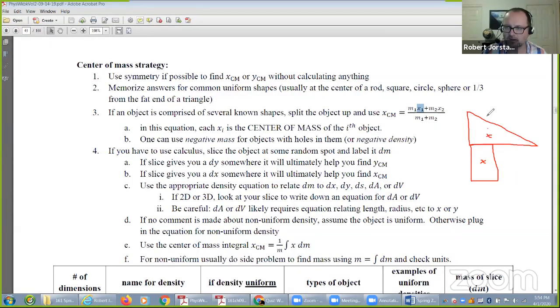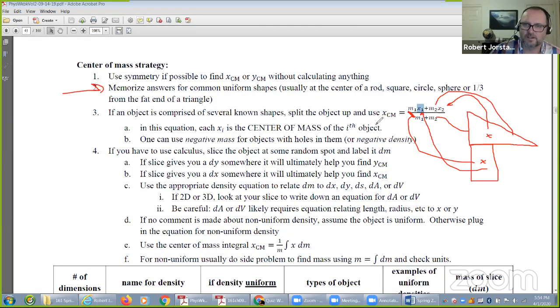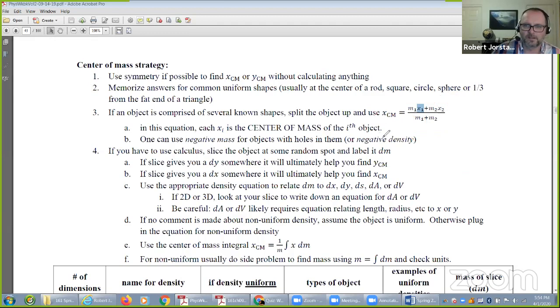Oops, sorry, let's do this. This would be x2, and this could be x1. And then mass 2 would be this one, and this, et cetera. Mass 1 over here. Okay, so the idea is you'd use the trick from step 2. If you know the common shapes, you could use that and this formula. So I'm going to leave that at that, and we could do examples later.